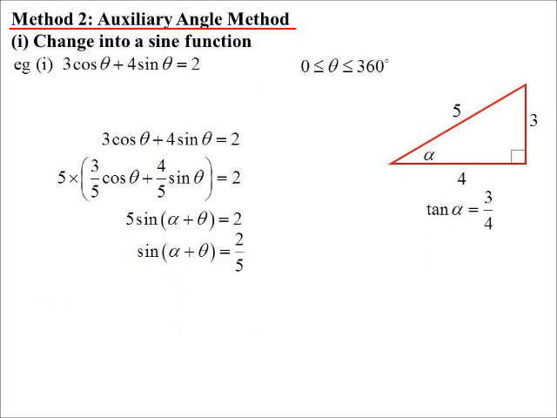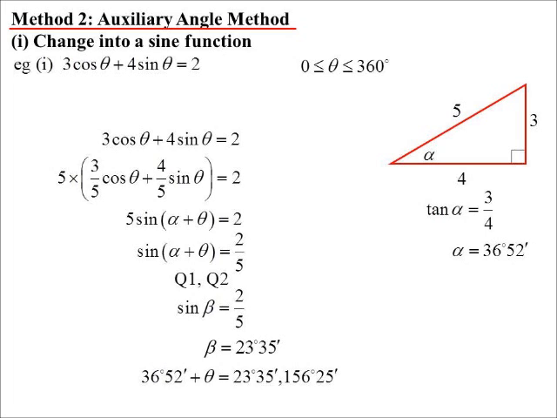And then I can divide by 5, and I've got a very simple little equation to solve. The sine of something is 2/5. To work out the alpha, I can go back over to my triangle. Tan alpha is 3/4. So alpha is roughly 36 degrees 52. Back to here. Sine is positive, so I'm in quadrant 1 or quadrant 2. So the acute angle, which I can't call alpha this time because I've used alpha for something else, so I've just called it beta. The acute angle is 23:35.